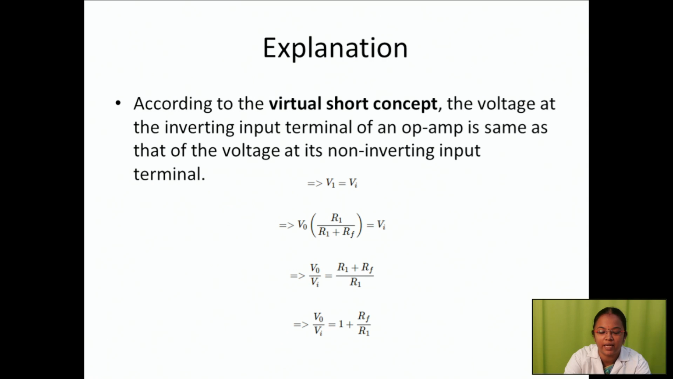This is the gain of the non-inverting amplifier. If we take R1 as 1 kilo ohm and RF as 10 kilo ohm, then the gain will be 1 plus 10, that is equal to 11. So the non-inverting amplifier provides amplification of the input signal, but it does not provide any phase change.